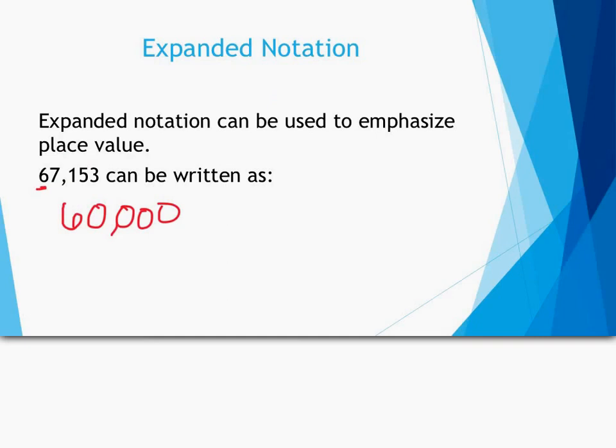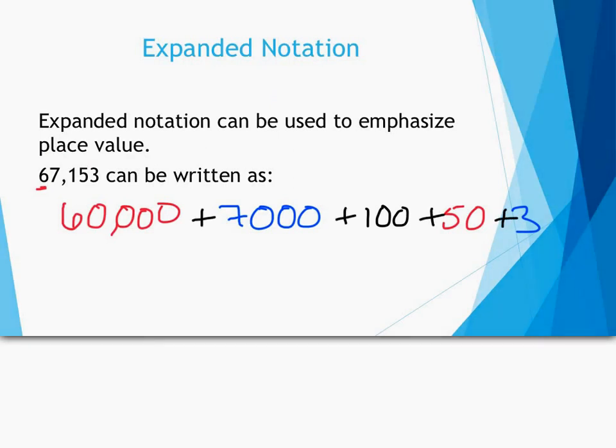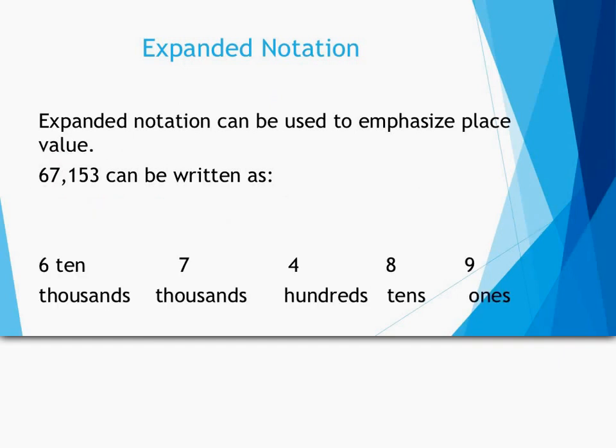To represent my 7, I have 7,000. Then I have 100. I have 50. And I have 3. And we use a summation to represent this. And if we sum these up, that sum is our number 67,153. Such as it is here.